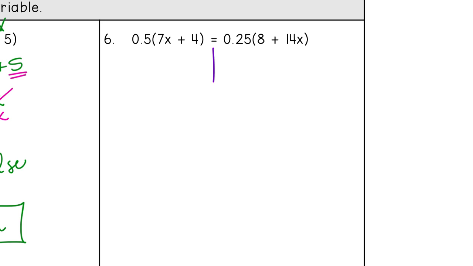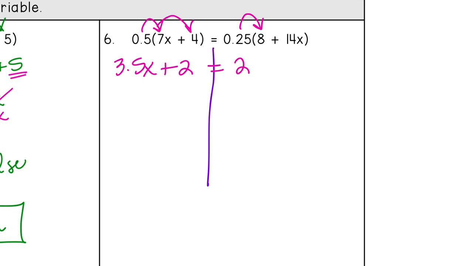I'm going to draw a line. Okay, and then let's start with some distribution. So 0.5 times 7 would give me 3.5x. Then 0.5 times 4 would give me 2 is equal to, okay, so 0.25 times 8 is 2. And 0.25 times 14 is 3.5, so plus 3.5x.